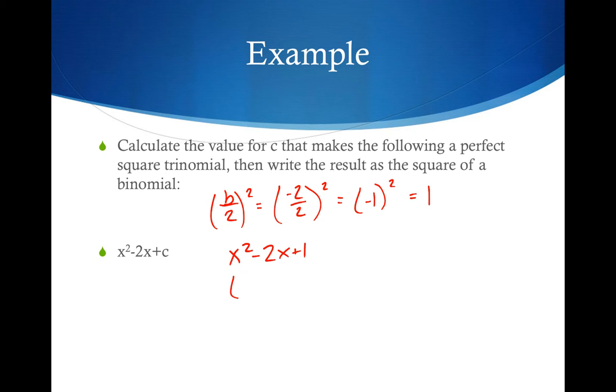We then want to factor that. So x times x for the x squared, 1 times 1 for the 1. Both need to be negative, so they add to negative 2x. And then we can write that as a binomial squared.